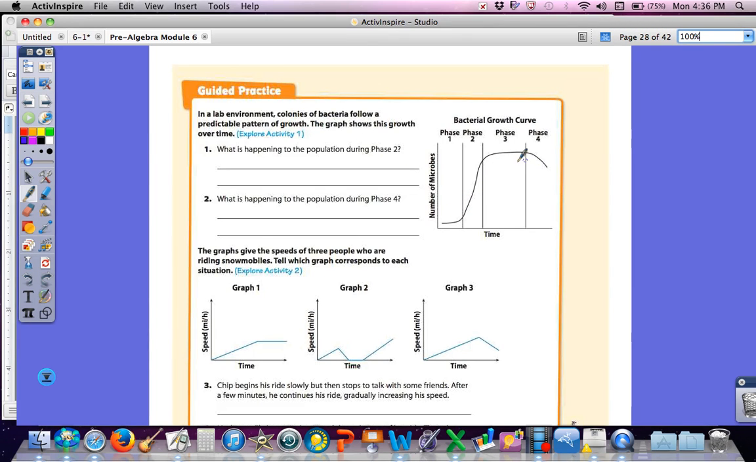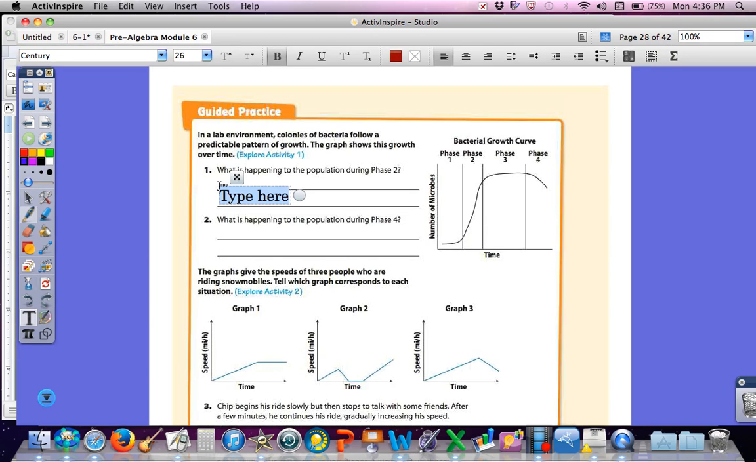This graph shows the growth. What is happening to the population during phase 2? You should be able to get that it is increasing rapidly. And in phase 4, what is happening to the population? It is starting to decrease.